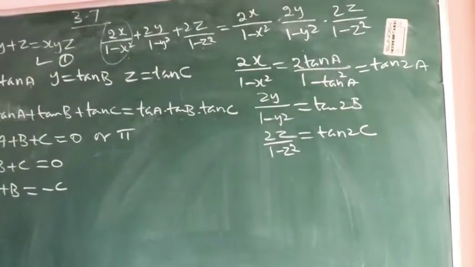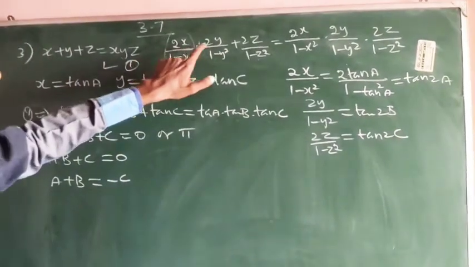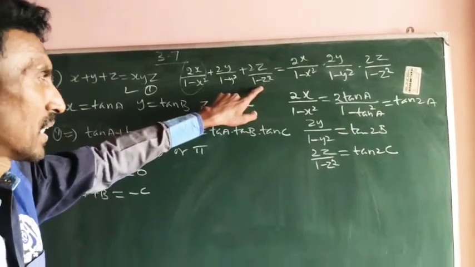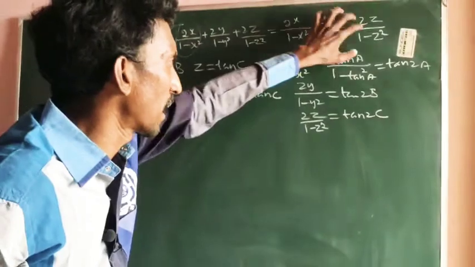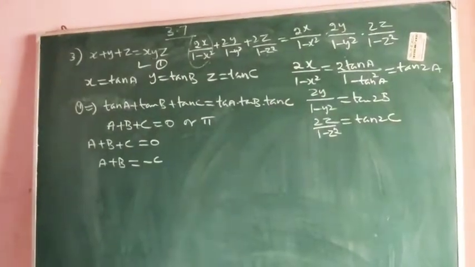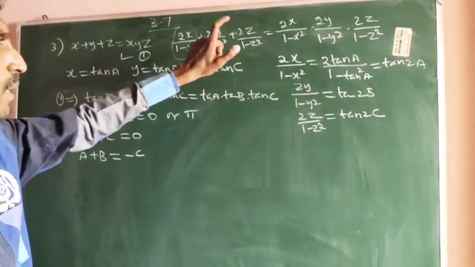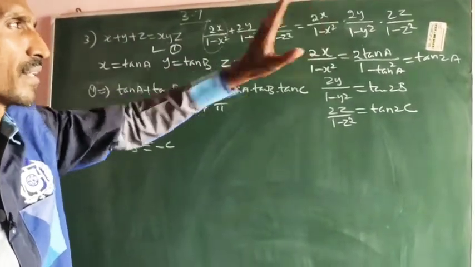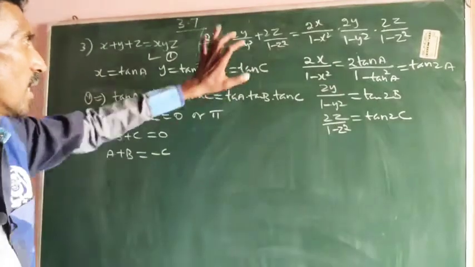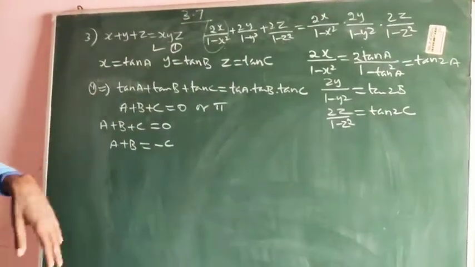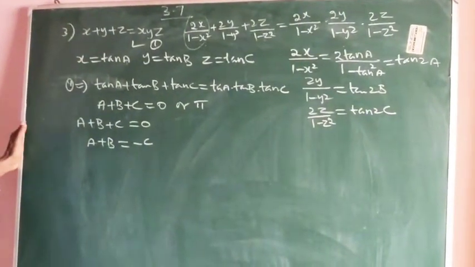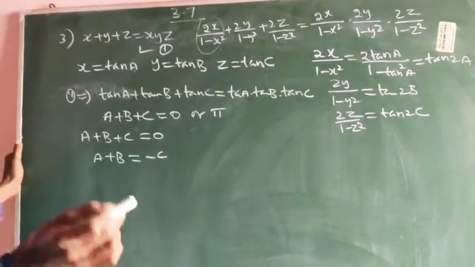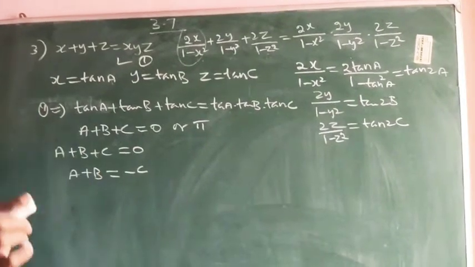So to prove 2x by 1 minus x square plus 2y by 1 minus y square plus 2z by 1 minus z square equal to the product of the three, it is enough to prove tan 2A plus tan 2B plus tan 2C equal to tan 2A into tan 2B into tan 2C. If you prove that, this result is also true. So now our aim is to prove tan 2A plus tan 2B plus tan 2C equal to tan 2A into tan 2B into tan 2C. So that is the hint.